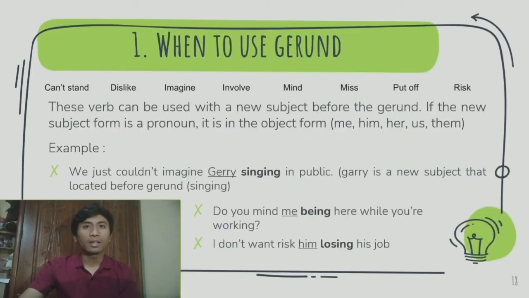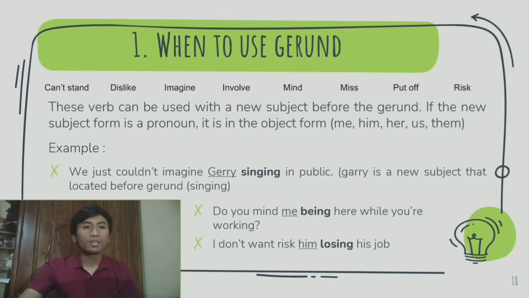Can't stand, dislike, imagine, involve, mind, miss, put off, risk. These verbs can be used with a new subject before the gerund. If the new subject is a pronoun, it takes the object form: me, him, her, us, them. Example: we just imagine Gary singing in public.